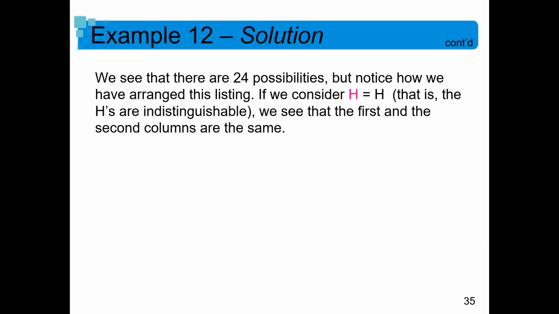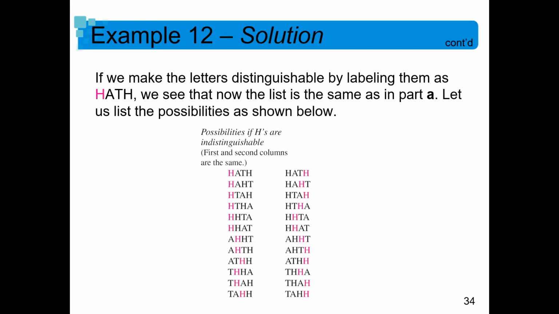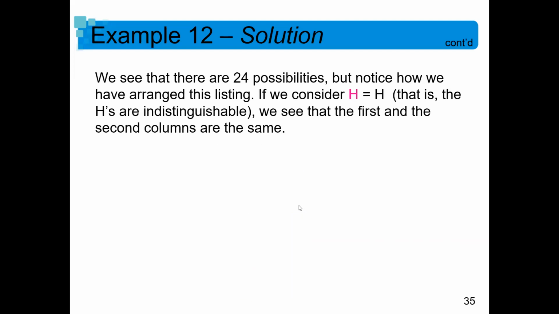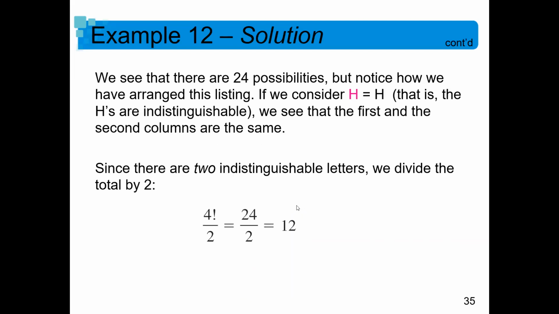But notice how we have arranged the listing, right? However, if you consider red H to be equal to black H, that is, the H's are indistinguishable, we see that the first and the second columns are the same. HATH, HATH, HAT, HAT. So, since there are two indistinguishable letters, we divide the total by 2. So 24 divided by 2.